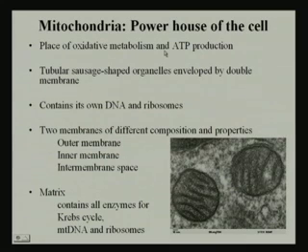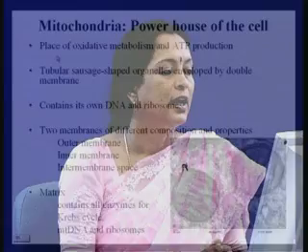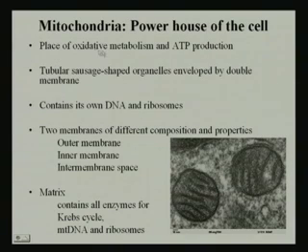One of the most important organelles of the cell is the mitochondria, which is otherwise known as the powerhouse of the cell. It is the place of oxidative metabolism and ATP production. It is a tubular, sausage-shaped organelle enveloped by a double membrane. It contains its own DNA and ribosomes, which are called mitochondrial DNA and mitochondrial ribosomes.